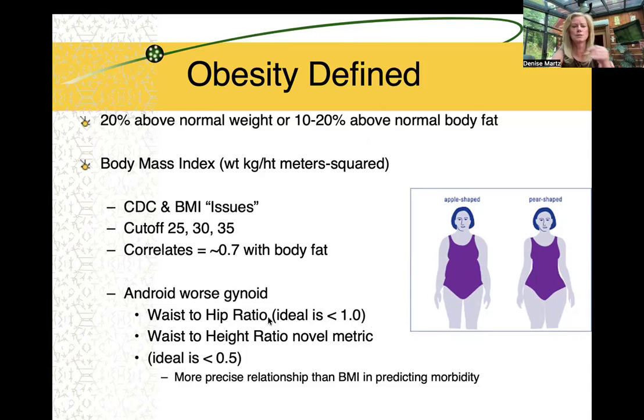Another metric that we use at times is the waist to height ratio. So you're looking at waist relative to height. And actually, that's a more precise metric when we're predicting illness and when we are predicting mortality. So BMI is commonly used, but it's got lots of issues. And these are metrics that we know are better scientific predictors when we're looking at illness.